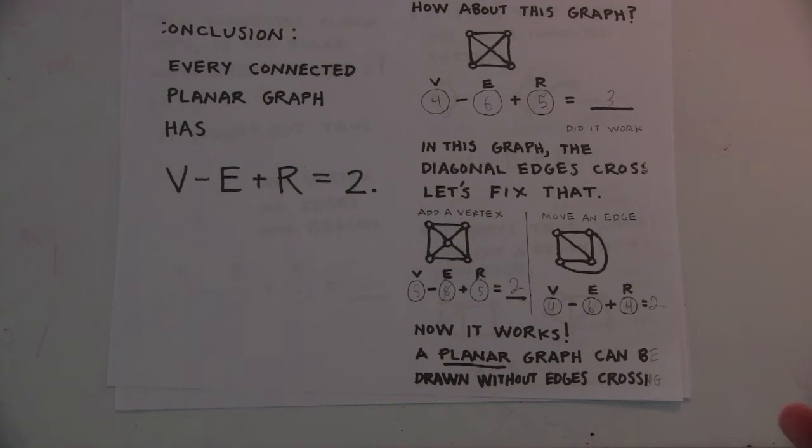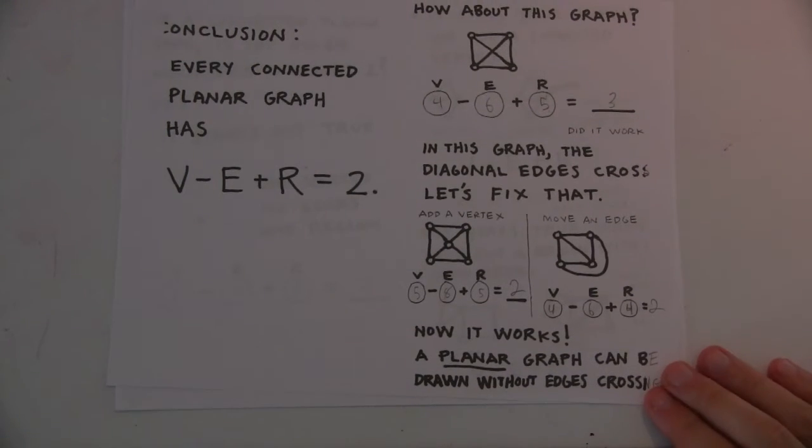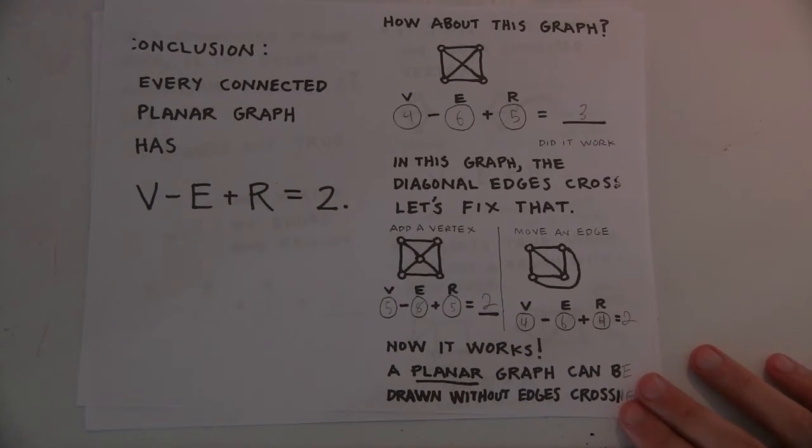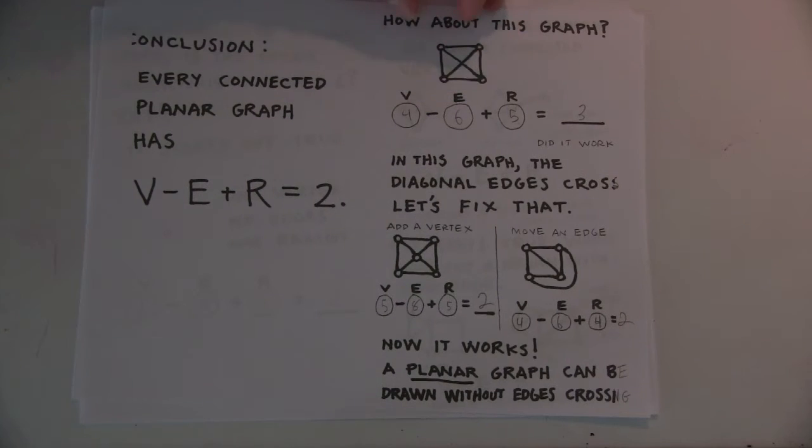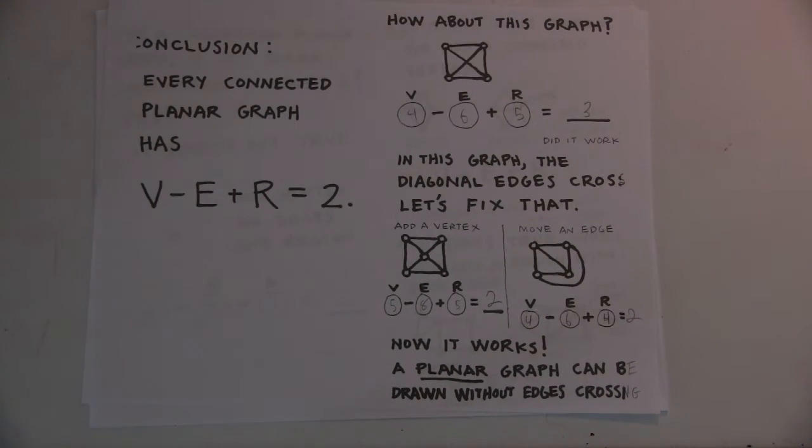Right. And then he gives this example, which is a really interesting one. He says, how about this graph, a square with an X in it. 4 vertices, and then 4 edges on the outside, and then 5, 6, because there's no vertex in here. And then 5 regions, which gives us 3. So what can you conclude about this graph if now you've gotten 3?